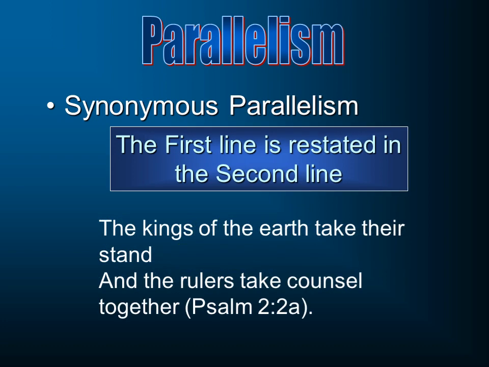We go on to verse 2. The kings of the earth take their stand, and the rulers take counsel together. These are two lines saying essentially the same thing. The kings and the rulers are not two separate groups, they're the same group. Taking their stand, what does that mean? It means they're taking counsel together.